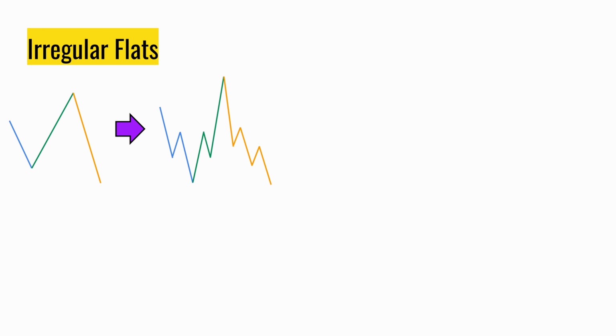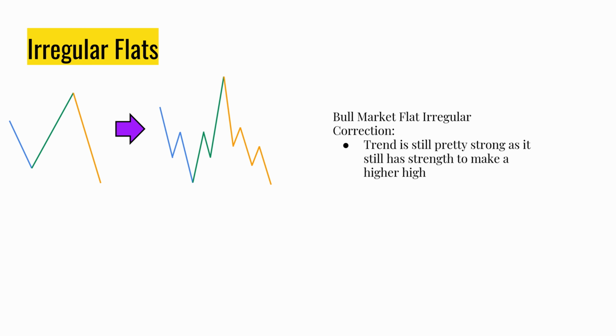There are also irregular flats, which are slight variations of the original flats. For instance, we see that we made a higher high in the middle. This is called a bull market flat irregular correction. It once again represents that the uptrend is still strong as we made a higher high. The opposite will just be this but flipped.